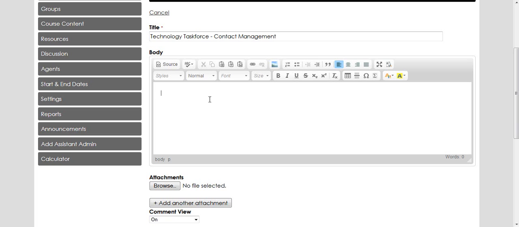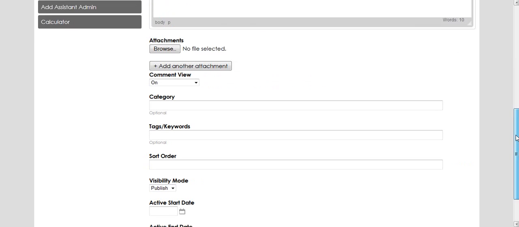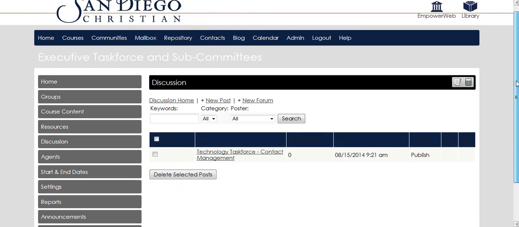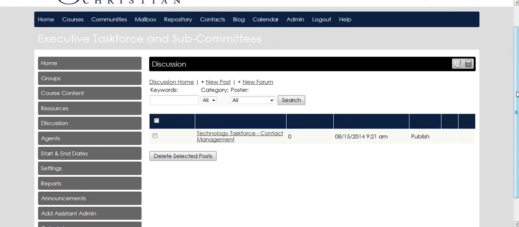You want to type a question that says, what do you think about our current contact management? Let's actually spell it right. We want to put that out there. Go to the bottom, click submit, and that discussion is there for everyone to see. They can participate in that across the board, including you as administrators, your committee members, and the staff and faculty that are not in those committees.